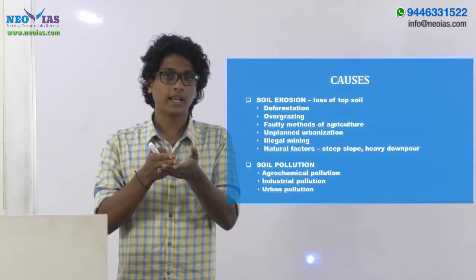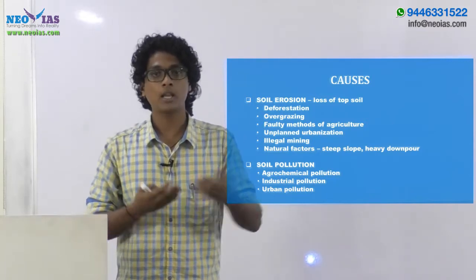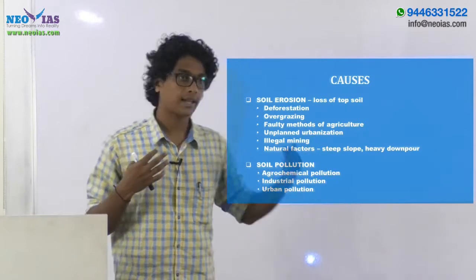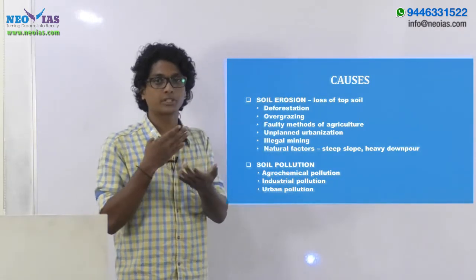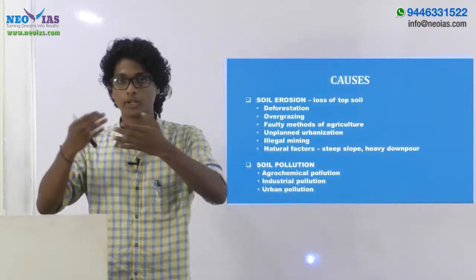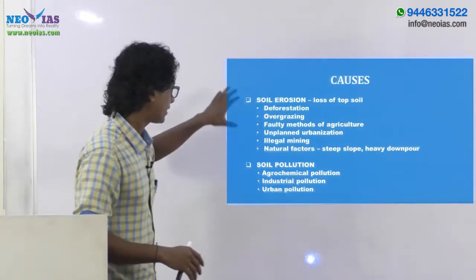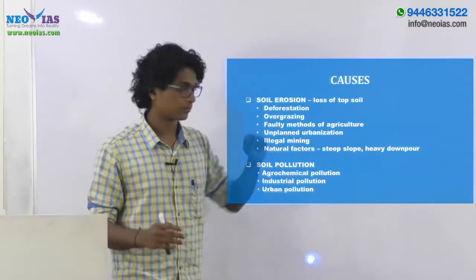So if in a region the farmers are following faulty agriculture practices, it can result in soil erosion. Also, if crop rotation is not properly done, the quality of the soil will be lost. So generally we can say faulty methods of agriculture.